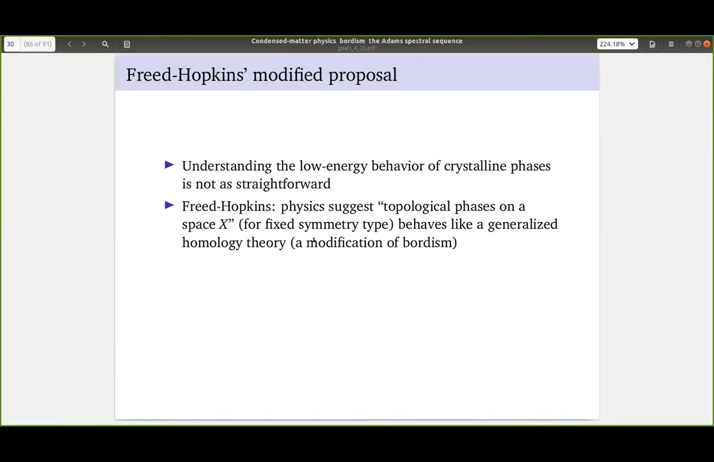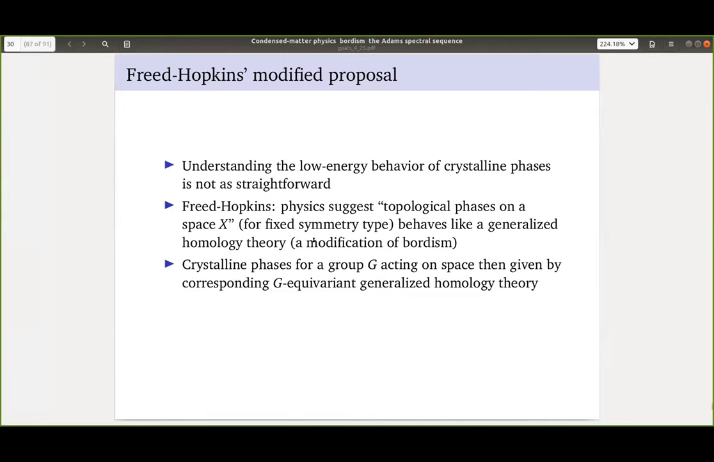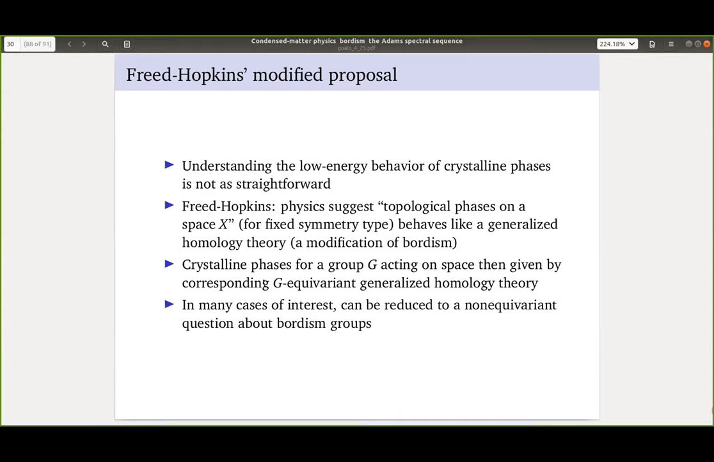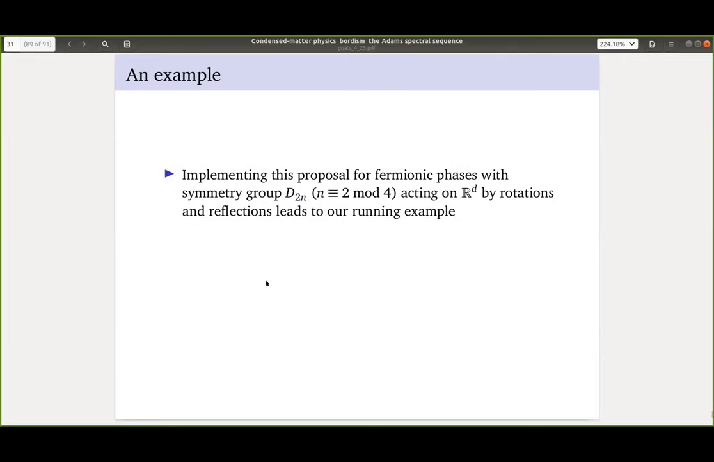And this is itself, you take Bordism, you do something to it. So crystalline phases for a group acting on space X should therefore be given by the corresponding G-equivariant generalized homology theory. So this is within the realm of equivariant homotopy theory. But in many cases of interest, you can completely reduce it to a non-equivariant question about Bordism groups. So great, the techniques that we have just spent a while talking about still apply. This will be my last slide. Let's say you want to implement this for a particular physics example, which is called fermionic phases, where the symmetry group is the dihedral group acting by rotations and reflections. If you take Fried-Hopkins' proposal and put it in the Bordism language for this case, you get exactly the running example we've done.